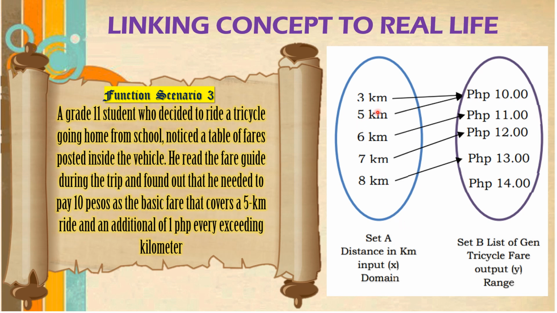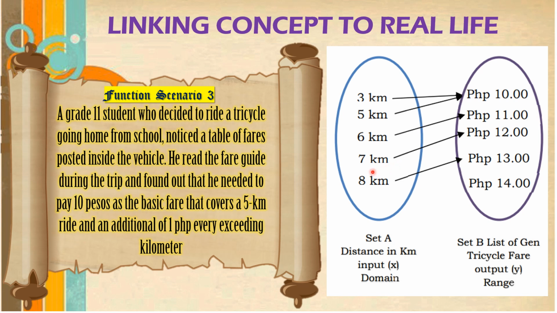On the first set, we have here the distance in kilometers being traveled. And on the next set, we have here set B, the tricycle fare for the distance being traveled. So if you travel 3 kilometers, that would cost 10 pesos as your fare. If 5 kilometers, that is also 10 pesos. If you travel 6 kilometers, that would cost 11 pesos because it has an excess of 1 kilometer. So 1 plus 10 is 11.